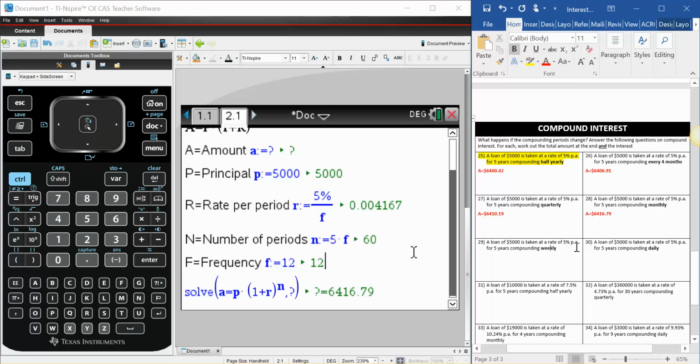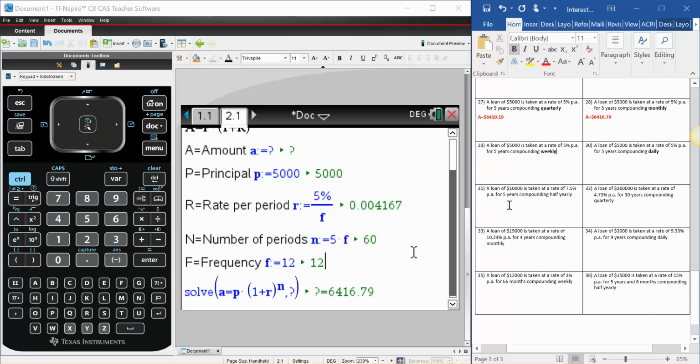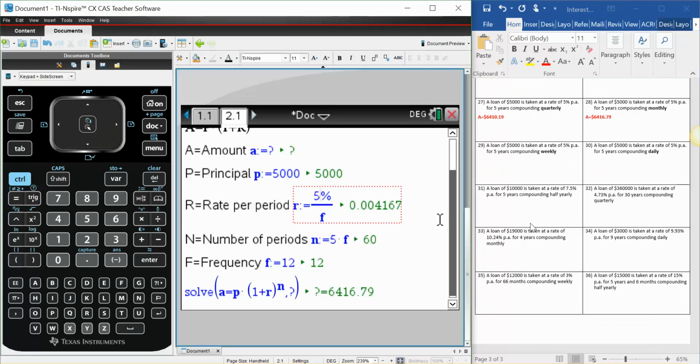The last two would be weekly and daily, being 52 weeks and 365 days. You should be able to work those guys out from there. The last 6 questions are all different. So you'll have to change the principal, you'll have to change the rate, you'll have to change the amount of times per year because it's compounded monthly here, weekly here, daily here, and so on. So you should be able to do those ones by changing all of these different things. Remember that F will always stay there because all we need to do is change F here, and these rates and the number of periods will change.